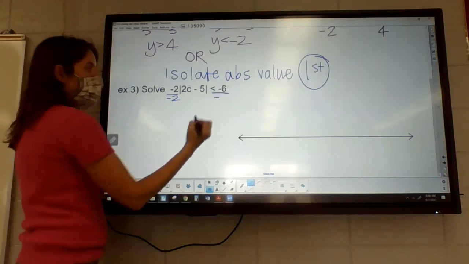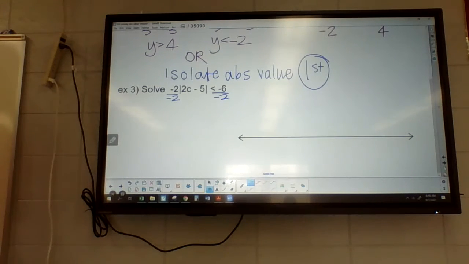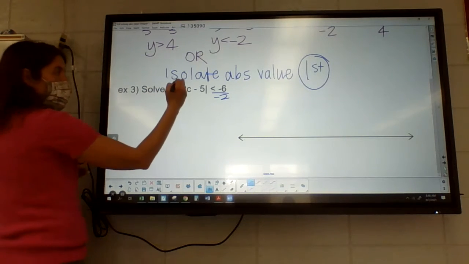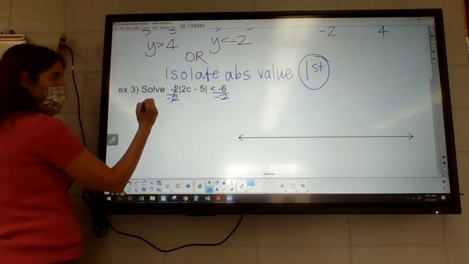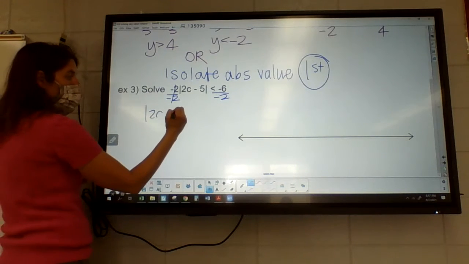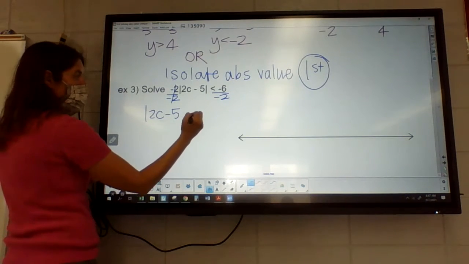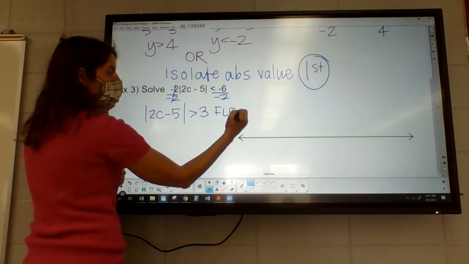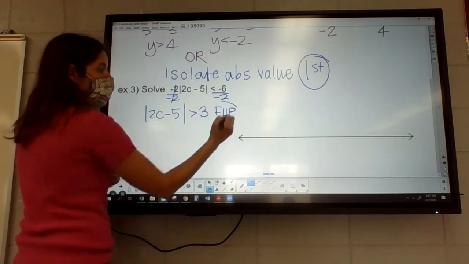Now, what do we have to remember to do when we divide by a -2 with inequalities? Yeah, we're going to have to flip the inequality. So this is definitely a tough problem. So we have to flip the inequality here. So this flips because we divided by a -2.